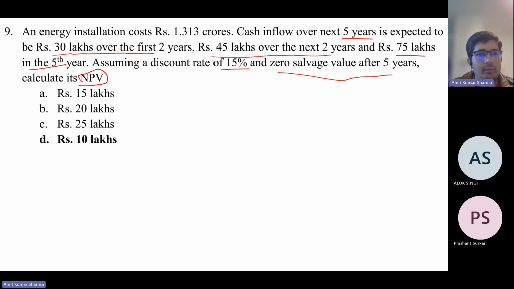So you have been given the energy installation cost, and the cash inflows. You have to calculate the NPV. NPV is basically the cash outflow minus cash inflow. Sorry, cash inflow minus cash outflow. The energy installation is the outflow, which will be 1.313 crores, your investment. Cash inflow, you can calculate.